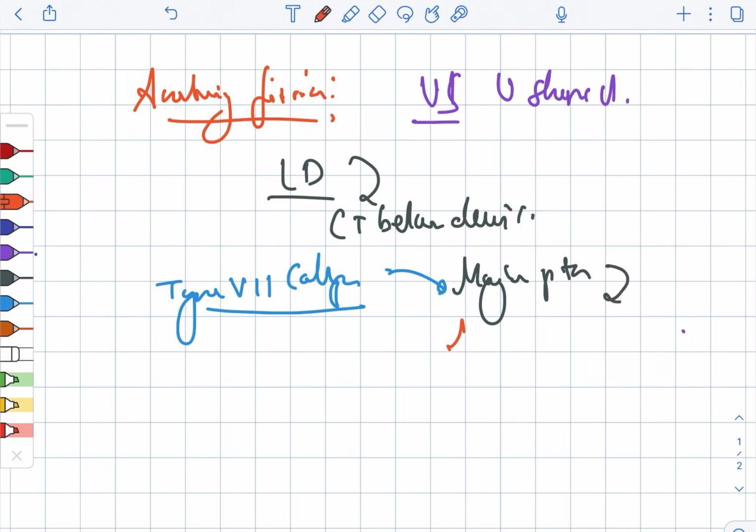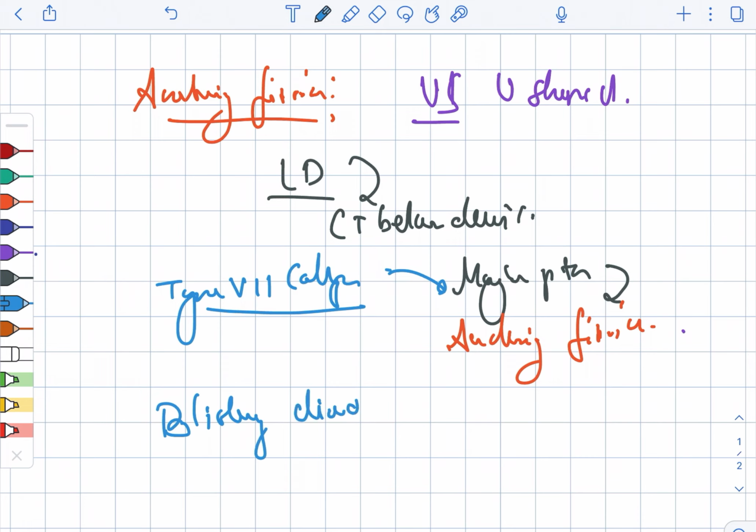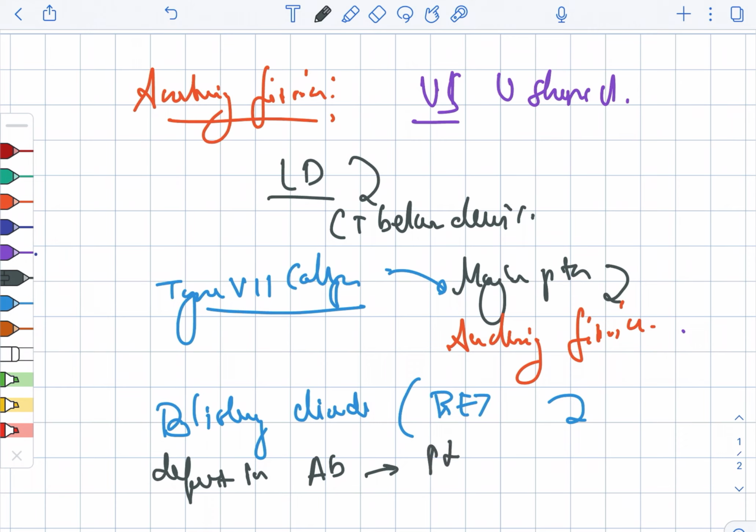There can be blistering disorders in the anchoring fibrils. It occurs in the DEJ, that is the dermoepidermal junction, and it arises due to defects in, or antibodies against, any of the above mentioned proteins.